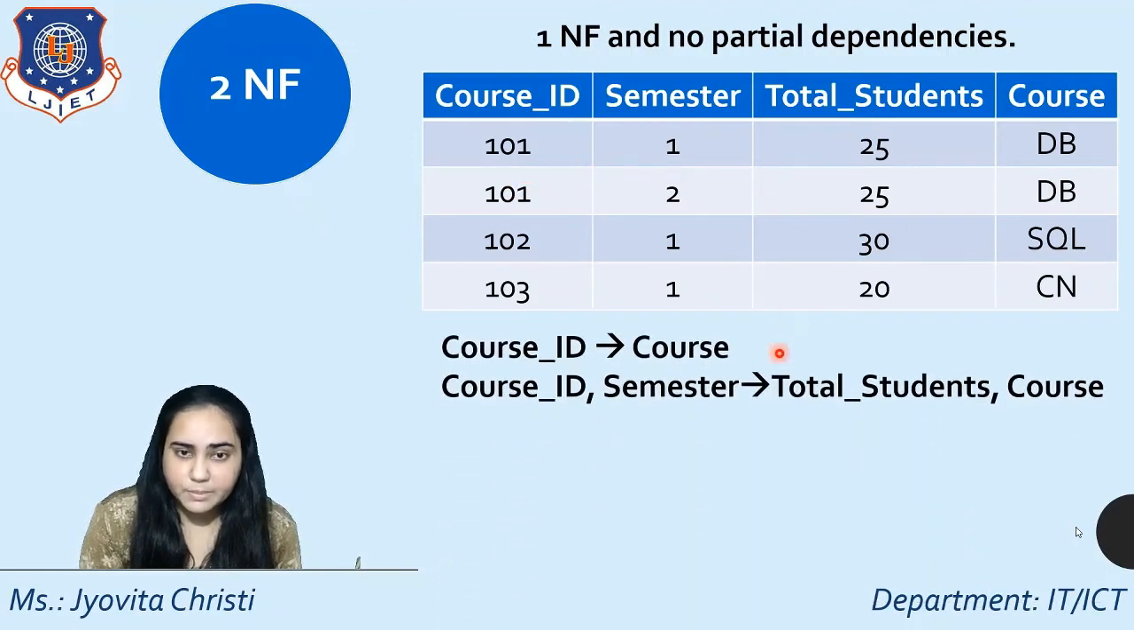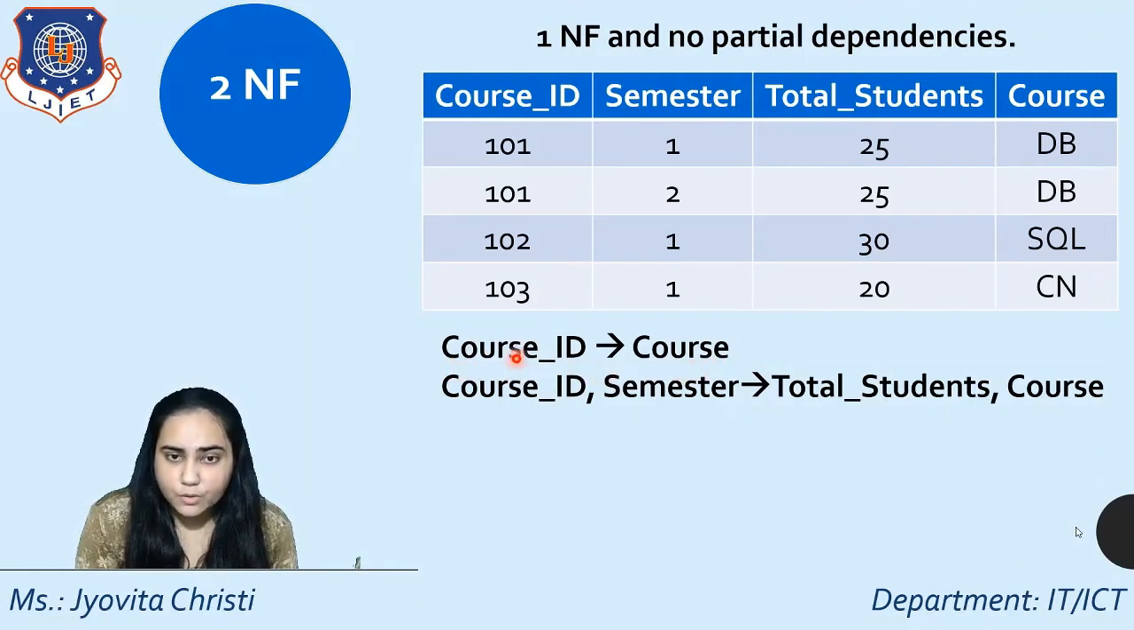So the functional dependencies present here are: course ID determines course, and course ID and semester both together determine total number of students and course.